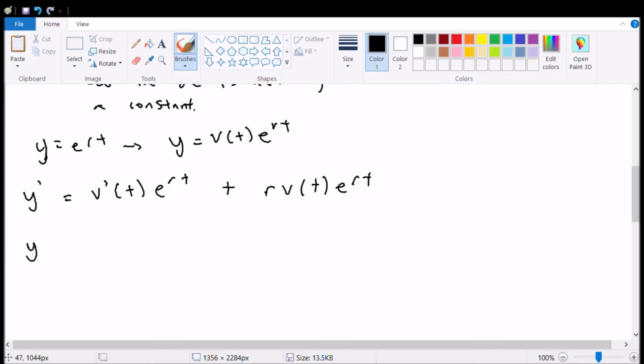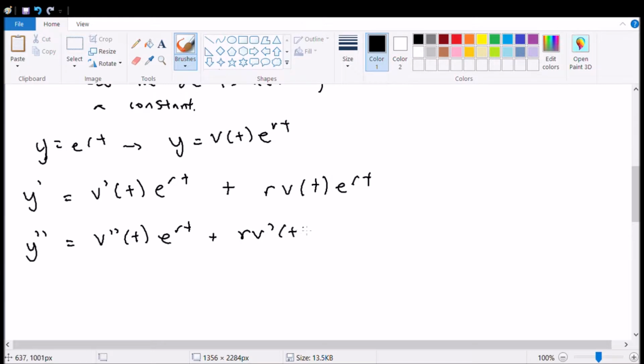Okay, so now we're going to take the second derivative, which simply deals with taking this derivative again, the derivative of this again. So the derivative of v prime t e to the rt. So take the derivative of the first function, v double prime t e to the rt, and then take the derivative of the second function. So again, it's r e to the rt, and I'm going to pull the r out in front.